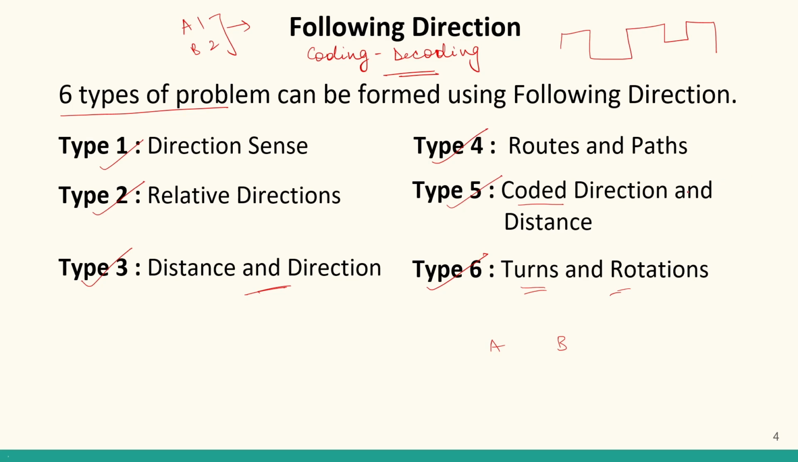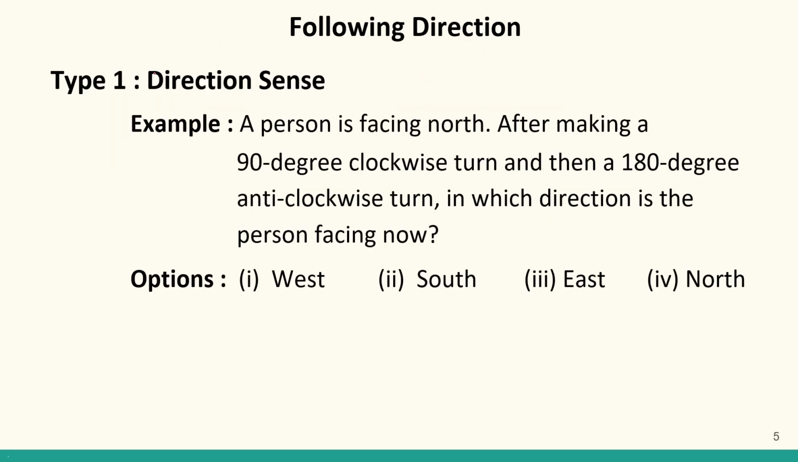So let us understand each of them one by one. This is example 1 based on direction sense. So let me draw the chart for your reference. So this will be north, this will be south. Similarly, this will be east and this will be west. This will be northeast, this will be southeast, this will be southwest, and this will be northwest. Simple, nothing very tricky, right?